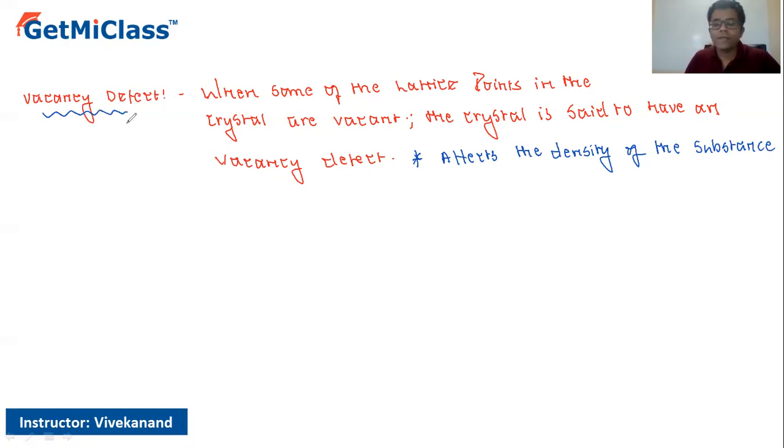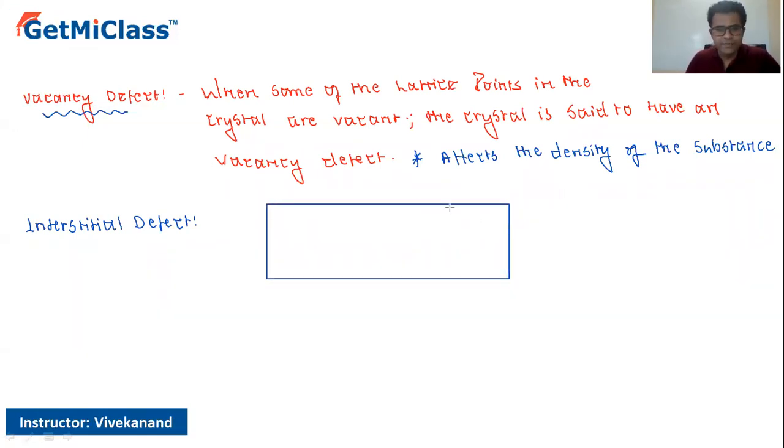Now, the second one we have is the interstitial defect. In order to understand that, we need to first understand what exactly an intersite is. Let's consider the entire lattice. Let's say this is a given lattice, and in this lattice, these are the given spheres. Now, the second line of spheres are these.